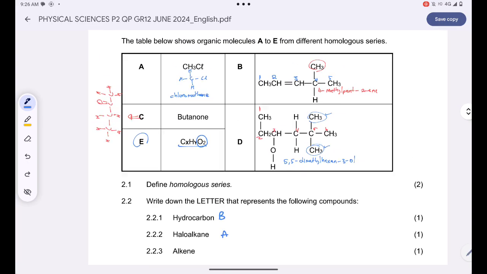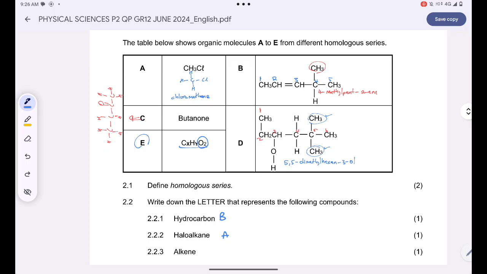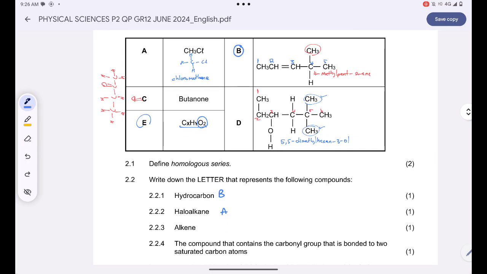So compound A is a haloalkane, and remember the IUPAC name of our haloalkane was chloromethane. Okay, 2.2.3, they want us to identify an alkene. An alkene is an unsaturated hydrocarbon. We only have one hydrocarbon there, that's compound B, and the IUPAC name of the hydrocarbon is just 4-methylpent-2-ene. So compound B is our alkene.